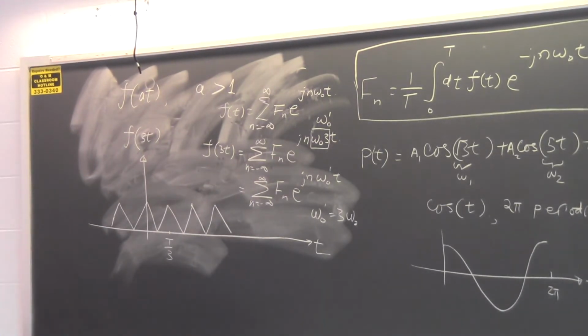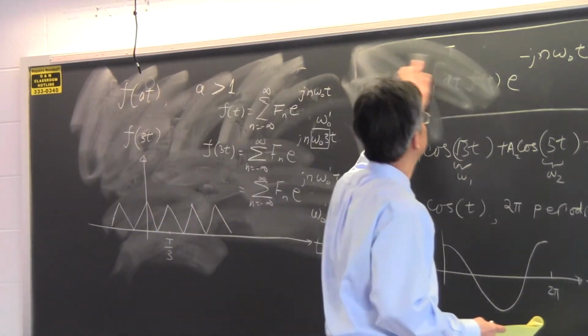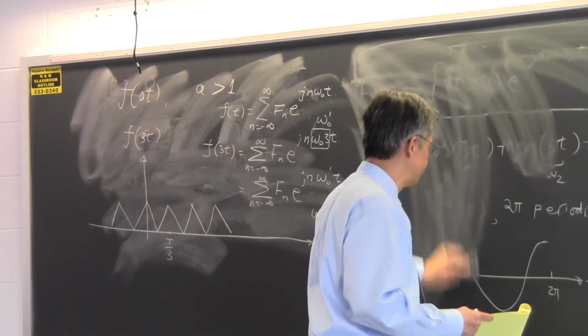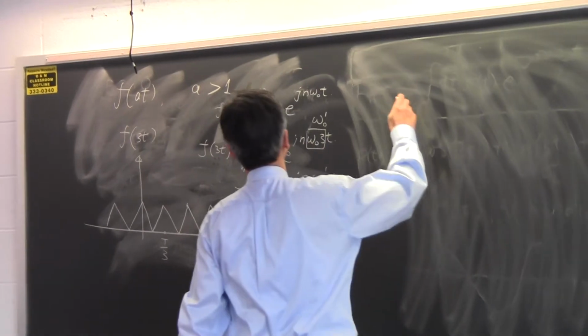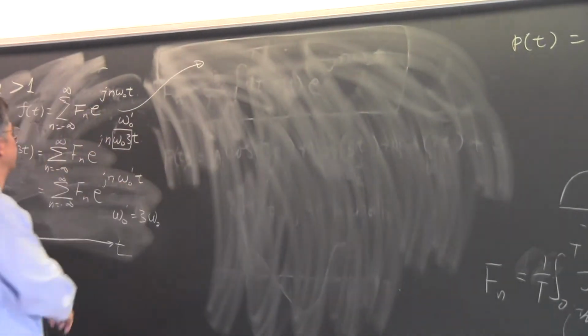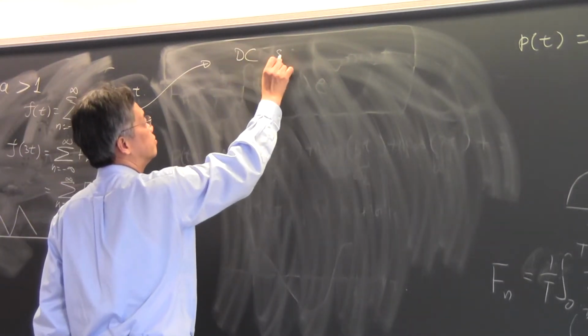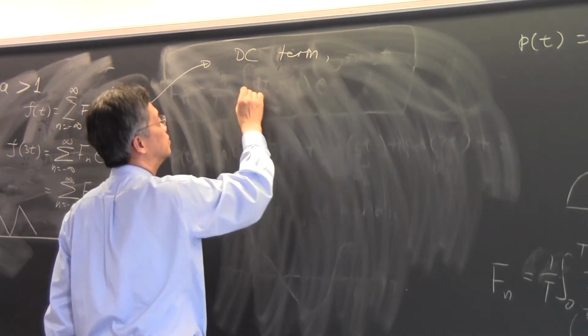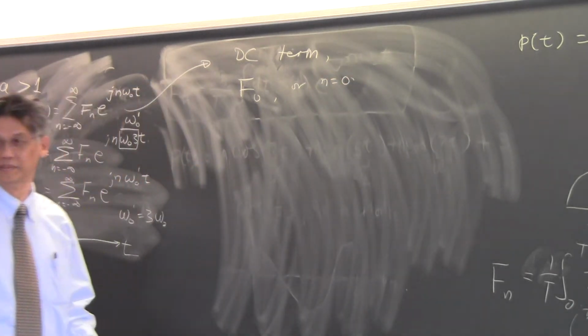And you can do the same to f of t over 12. Okay? DC term. What does the DC term mean? You do a Fourier series expansion, there's always the DC term. Say if you have this Fourier series expansion, which term is the DC term? n is equal to 0. Very good, okay. DC term, f sub 0, or n is equal to 0, okay.